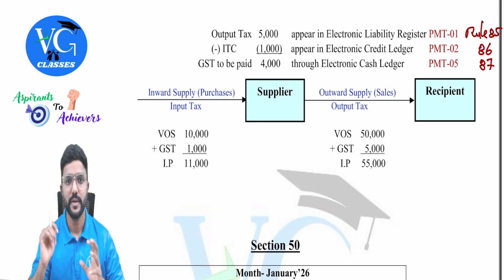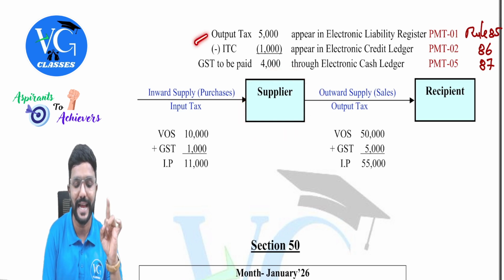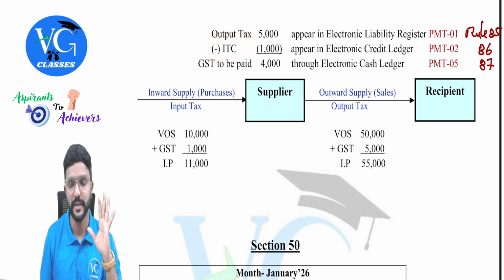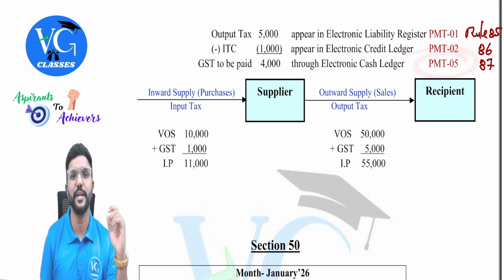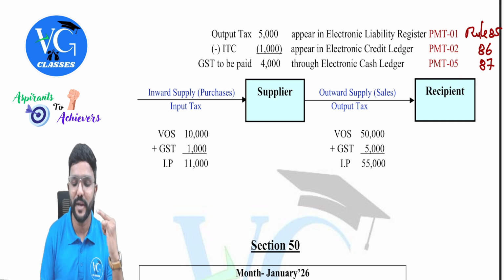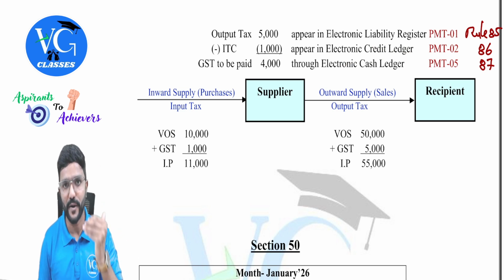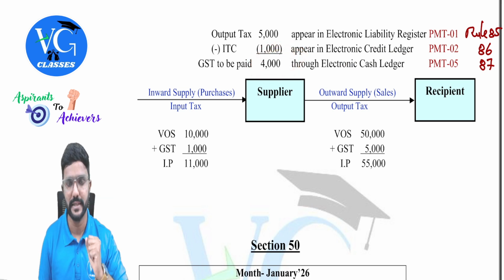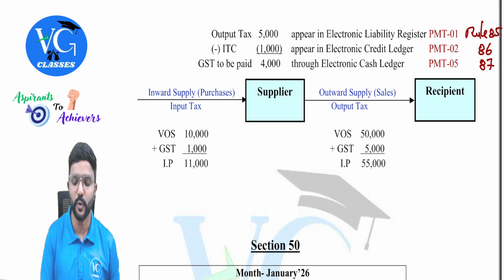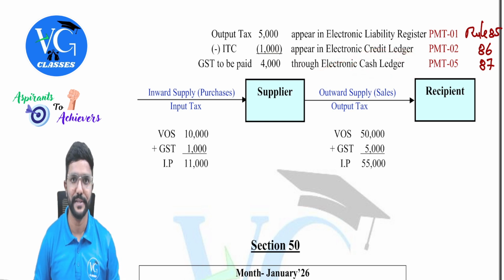Next, whatever is the remaining amount this person is supposed to pay under GST, that is output tax minus the input tax credit availed, the remaining amount he has to pay through the electronic cash ledger. And the electronic cash ledger is maintained in PMT 05 as per rule 87. Before he makes the payment through the cash ledger, first he should have a balance in that. So he should have deposited at least 4,000 or even more than that. And then only he can make the payment through the cash ledger and file the return, that is GSTR 3B, guys.